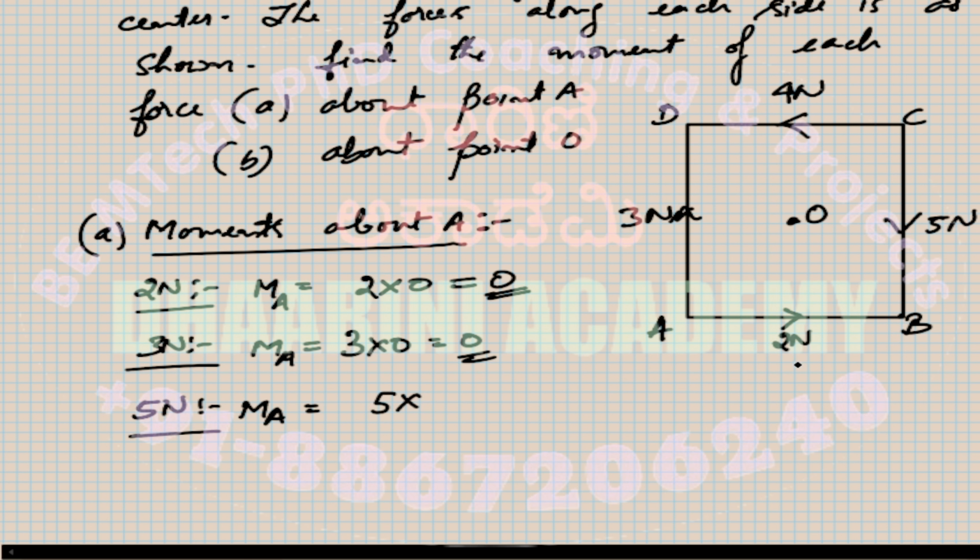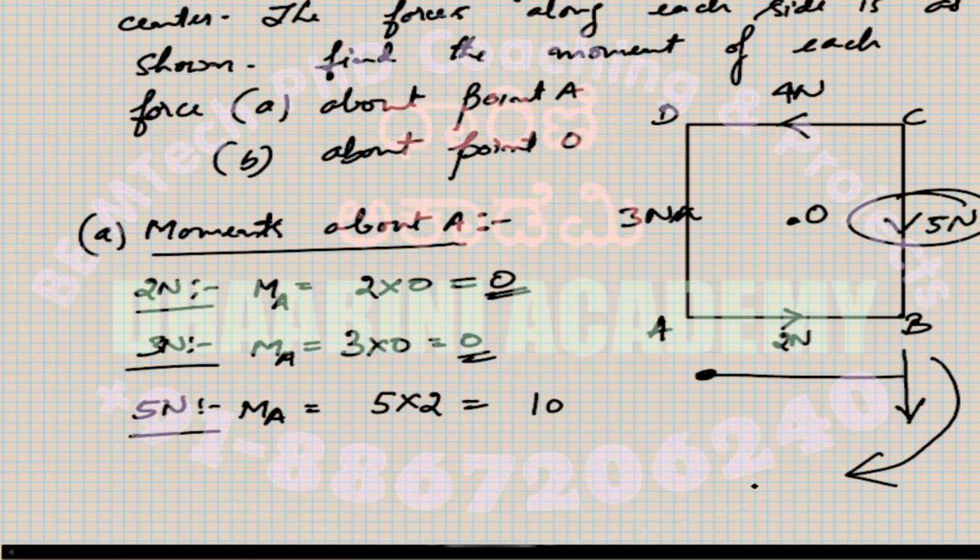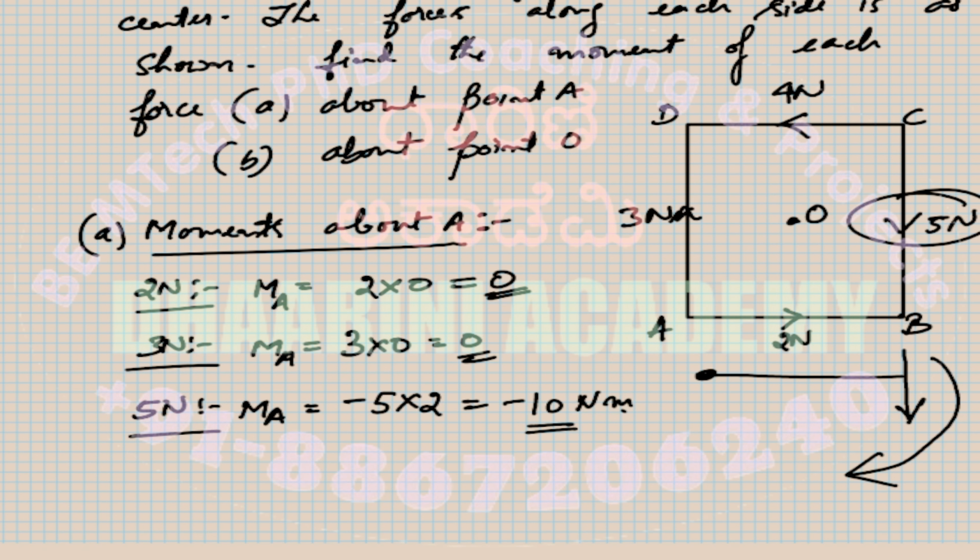But I have to specify what is the direction, because plus or minus will come into picture. Now you see, this is the distance and I am applying the force like this because the 5 Newton is coming downwards. So what happens if you consider this as the center point? This is going to rotate in which direction? It is going to rotate in the clockwise direction, right? So this is along the clockwise direction, so it is negative according to this. So minus 5 into 2, so minus 10. Force is in Newtons and distance is in meters. So the unit for this is force into distance, so Newton meter.